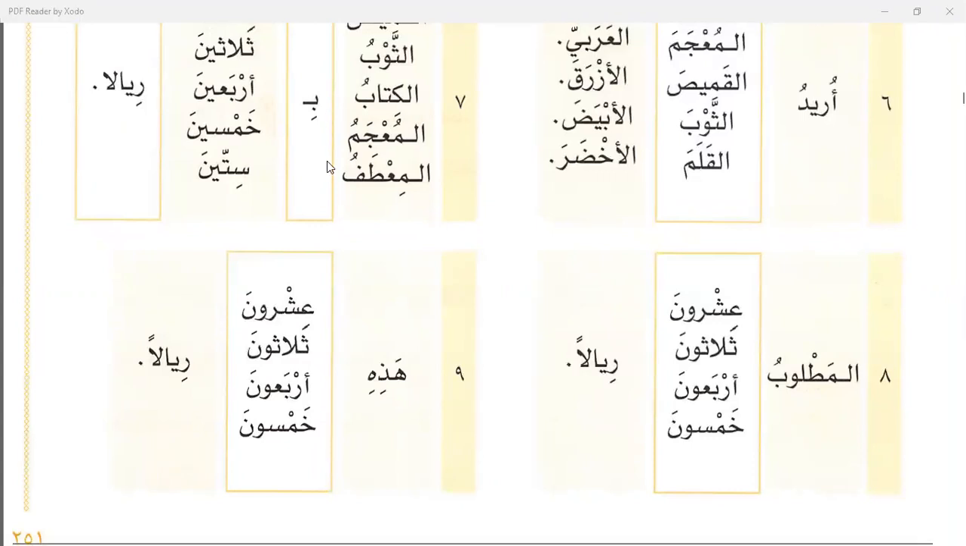Miss Rabi Shehu, are you available? Assalamu alaikum. Wa alaikum assalam. Read this one. Hadhihi ishrun riyalan. This is 20 riyal. Hadhihi thalathun riyalan. This is 30 riyal. Hadhihi arba'un riyalan. This is 40 riyal. Hadhihi khamsun riyalan. This is 50 riyal.